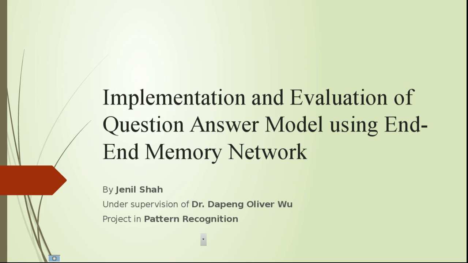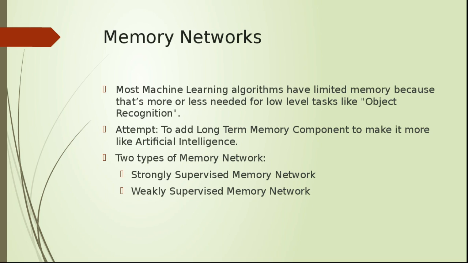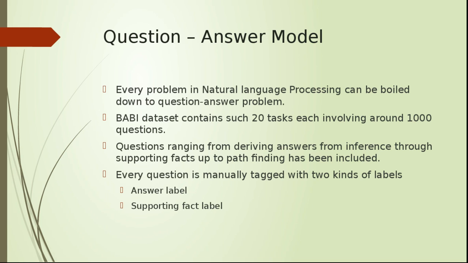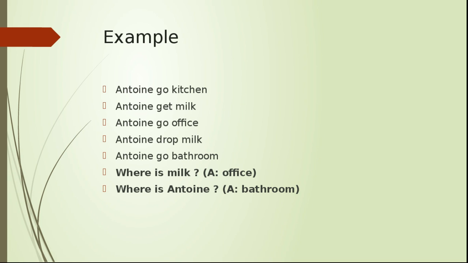So there are two types of memory networks: strongly supervised memory network and weakly supervised memory network. What is the difference between them? Strongly supervised memory network does have labels in it. So when training the model, I'll tell the model that the answer is office and it is in these two lines. In weakly supervised model, I'll just tell the model the answer is office. I won't tell it which line it lies in. The model has to figure it out on its own.